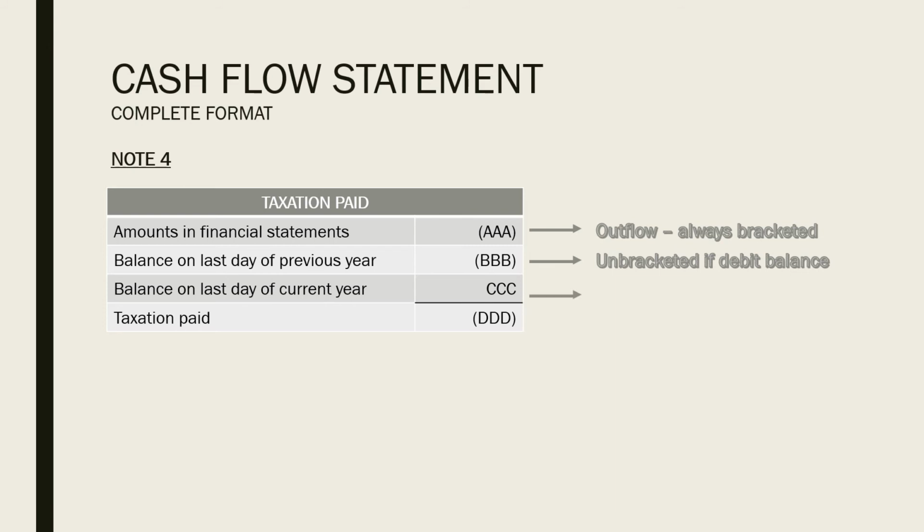We then add the balance on the last day of the current year, and this works opposite. It can also be bracketed or unbracketed, depending on whether there was an inflow or an outflow of cash. If it is bracketed, it means that there was a debit balance. If it is not bracketed, like in this case, it means that there was a credit balance. When we add all of that together, it is going to give us the total amount, which is always going to be bracketed because it has been paid. Now, it says taxation paid. When we make a payment, there's obviously an outflow of cash, and therefore it is going to be bracketed.